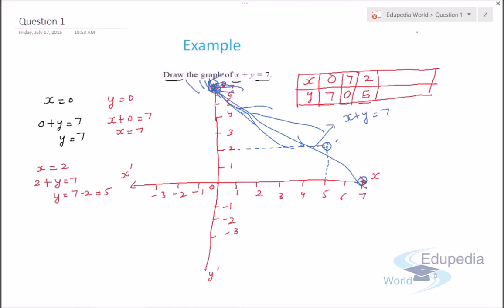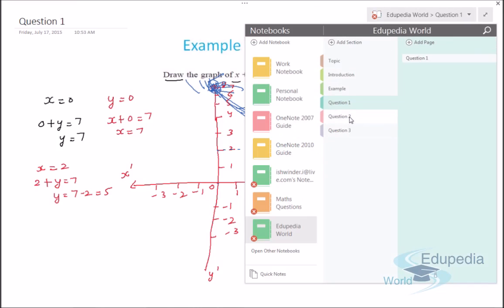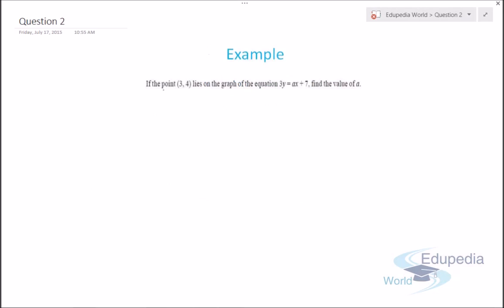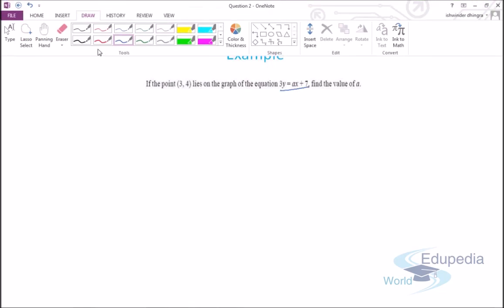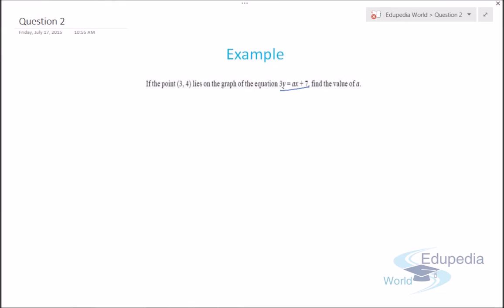Now let's discuss the next question. The question is, if the point 3 and 4 lies on the graph of the equation 3y equals ax plus 7, find the value of a. This type of question is generally seen in examinations, so watch this question carefully. Suppose we are given the point 3 and 4 which lies on the graph of this equation, so we have to find the value of a.